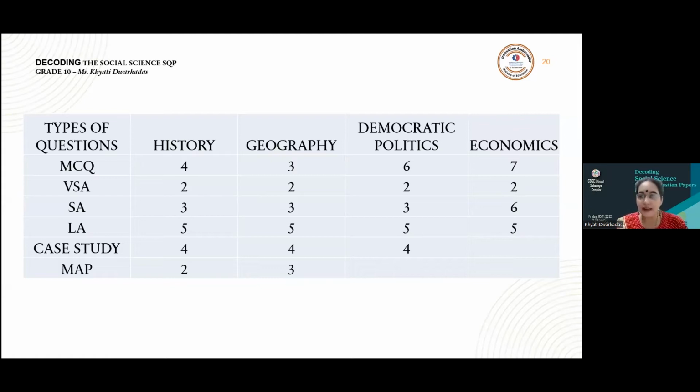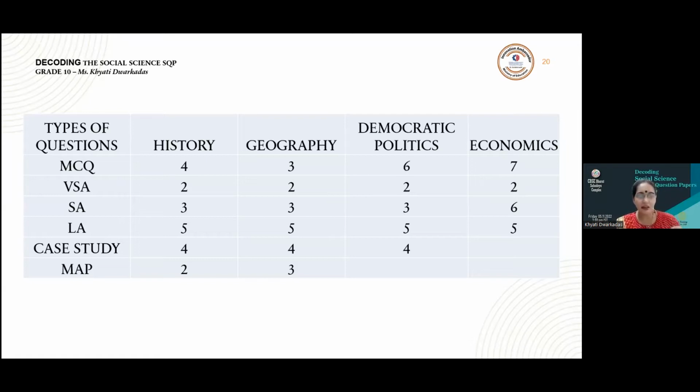Now, when we look at the mark breakup in actuality of the question paper, MCQ in history is 4 marks, geography 3 marks, political science 6 marks, and economics 7 marks. This simplifies the paper when it is in front of you, not in percentage, but in marks. Then for very short answer questions, it is 2 marks of history, 2 marks of geography, 2 marks of political science, and 2 marks of economics.